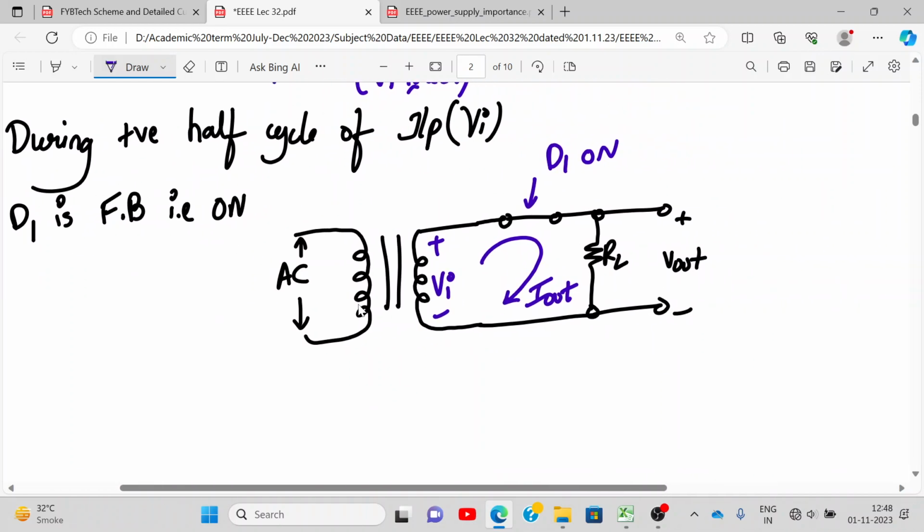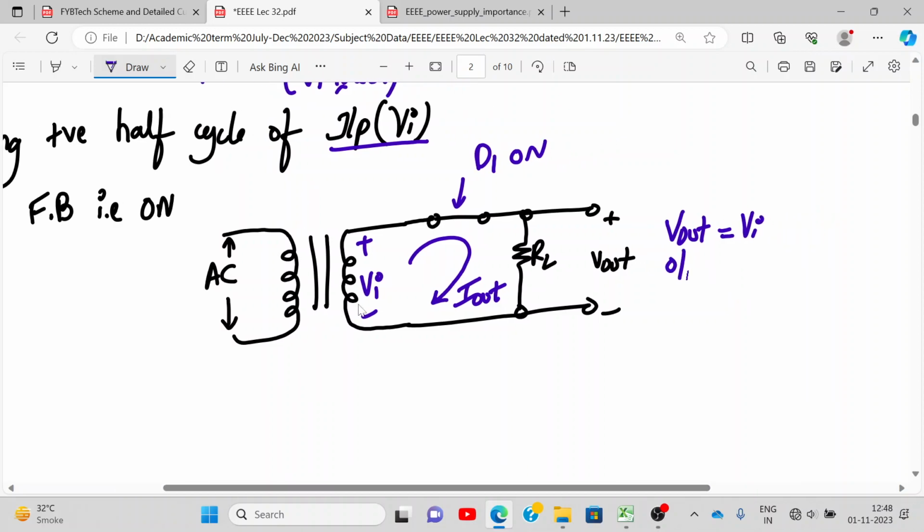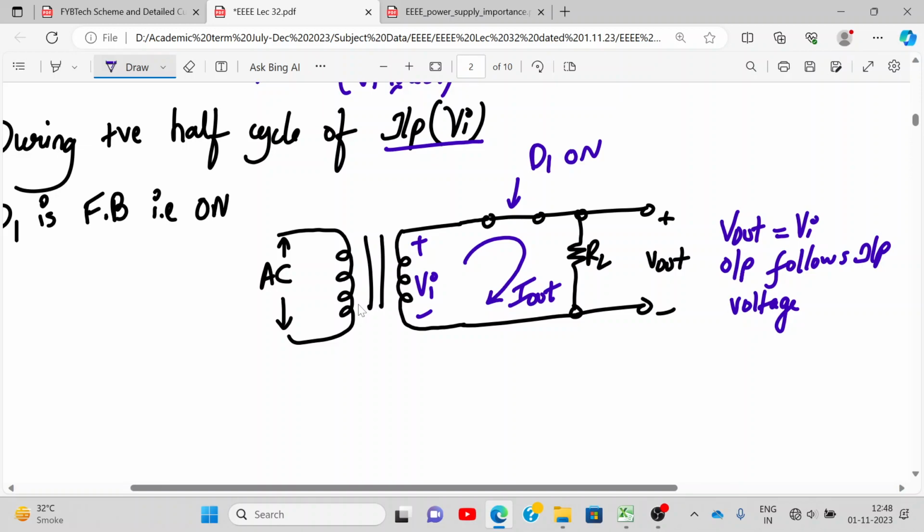Now tell me, during the positive half cycle of Vi, what is my Vout? Tell me from that diagram. My Vi is over here, and if the diode is on, it is short circuit. What is my Vout? Same as Vi. Correct? It's a parallel thing, right? So output is equal to Vi. That means output follows input voltage during the positive half cycle. Now tell me what will be Iout? A simple Ohm's law. This is a resistor, this is voltage, so it will be Vout upon RL. What is my voltage across the diode? This voltage across the diode will be approximately zero. So this is the summary happening in the positive half cycle. Did you understand?